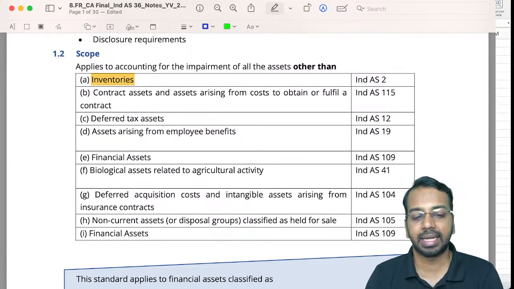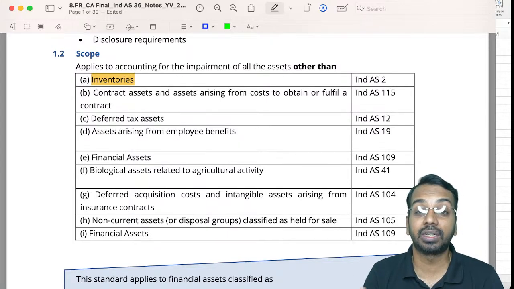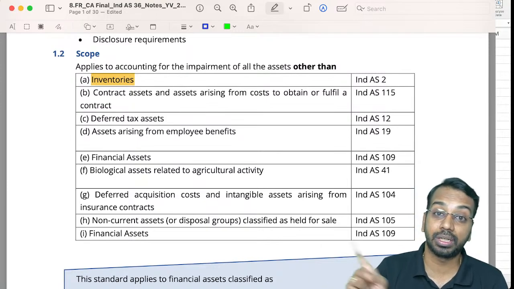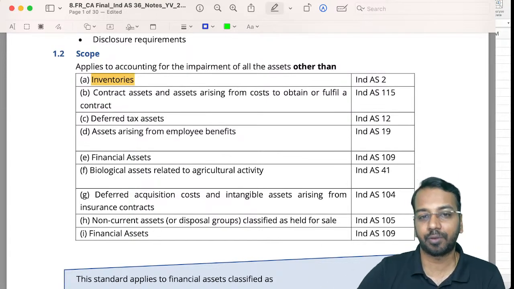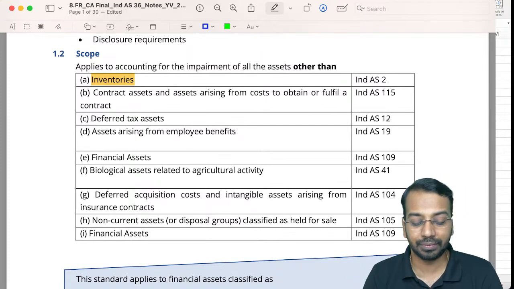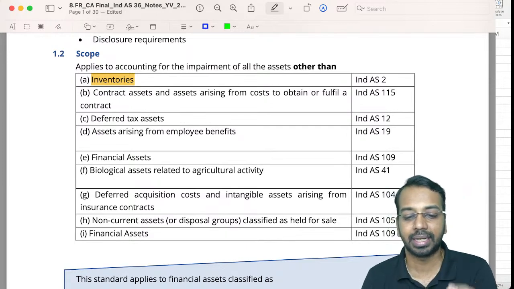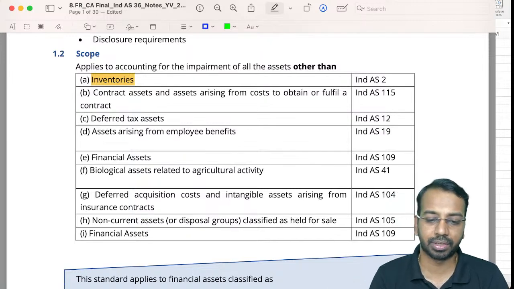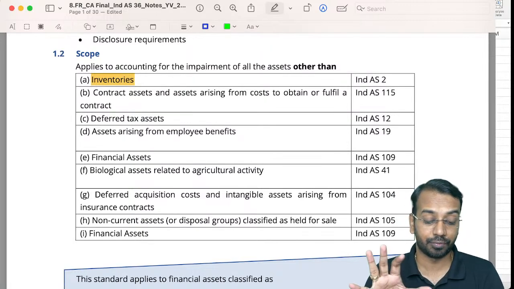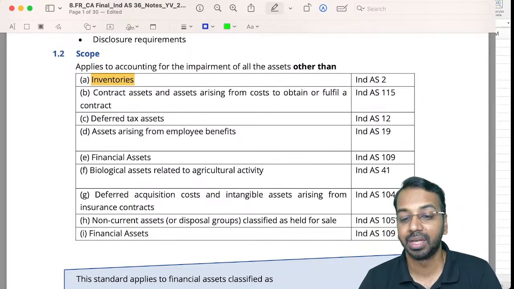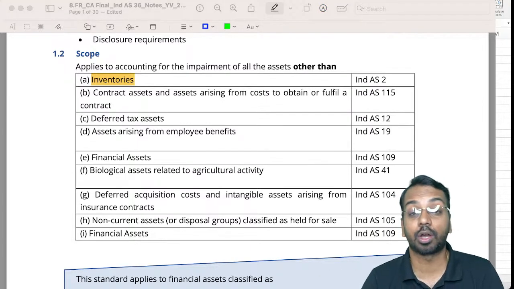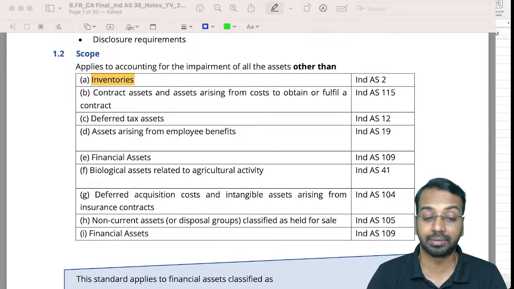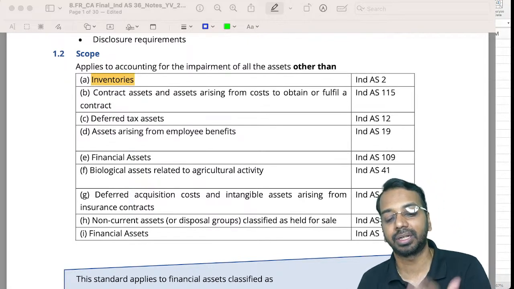Then contract assets and assets arising from cost to obtain or fulfill a contract are covered by Ind AS 115. Deferred tax asset: Ind AS 12 says you should create a deferred tax asset to the extent you believe you will recover it. So there also the recoverability criteria is met, and hence it is covered under Ind AS 12. Then assets arising from employee benefit plans are covered under Ind AS 19. Financial assets, a very big and important standard: investments, receivables, loans given, and all of those aspects are covered under Ind AS 109.